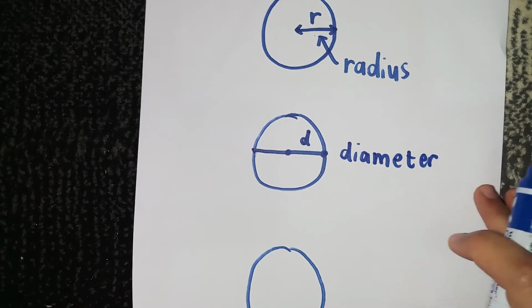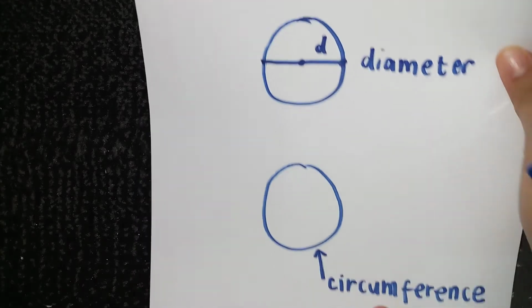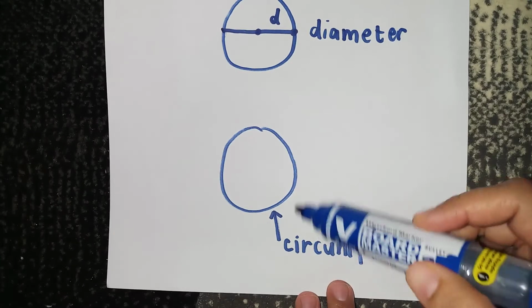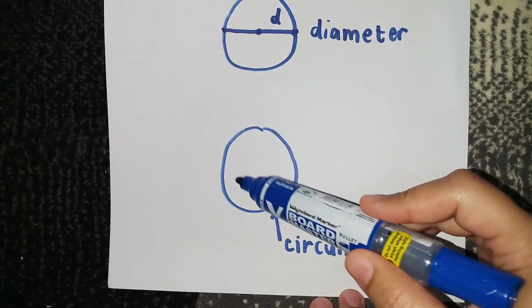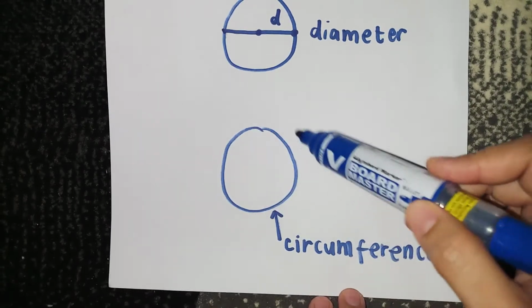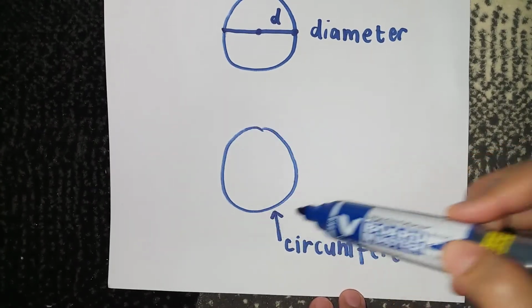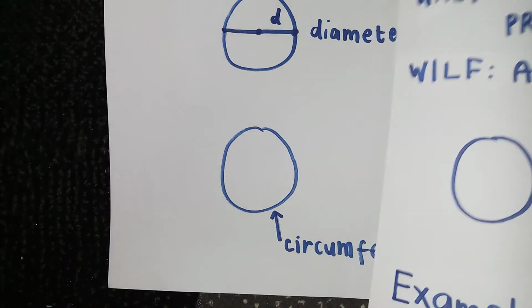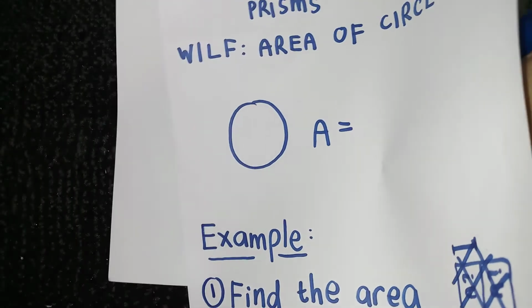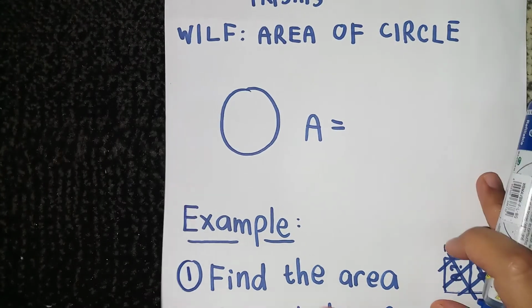And then the last one is the circumference. Circumference is just like the perimeter of your circle. So that is circumference. That is the definition of some of the circle properties.